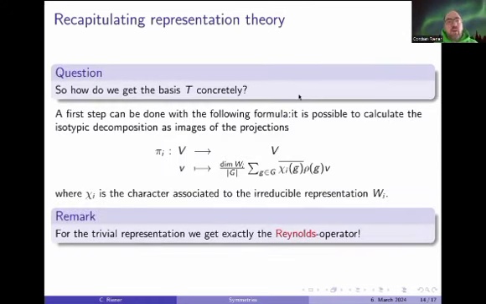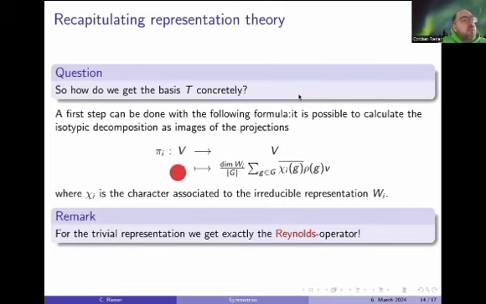Okay, so now I spent a lot of time explaining this. To come back a little bit to the original question, how do we now use all of these methods to actually come up with these matrices T that I want to have concretely? There is a very nice formula for that, which should remind you a little bit of the construction with the Reynolds operator. So it goes as this.